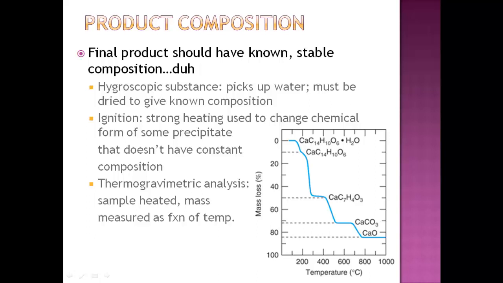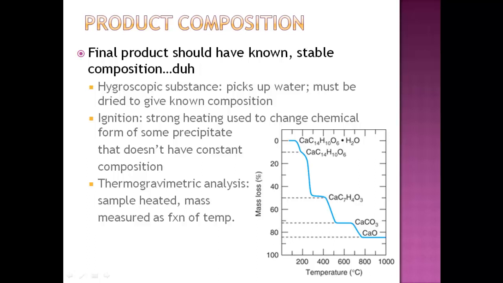So you have to standardize it to be able to use it for other titrations. Many precipitates are hygroscopic and have a variable quantity of water, and thus must be dried under conditions that give a known stoichiometry of water. And hopefully you get zero amounts of water, as dry as possible. Sometimes ignition, basically strong heating, is used to change the chemical form of some precipitates that don't have constant composition after drying at moderate temperatures.